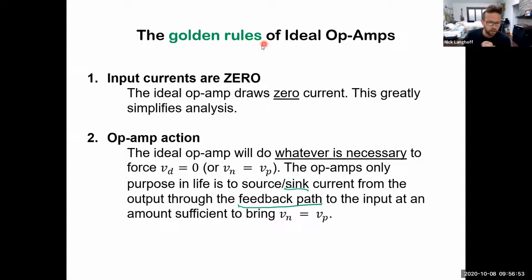Okay, so the first golden rule of ideal op-amps is that the inputs draw zero current. The input currents are 0. This makes our analysis way simpler. The second rule is what we call the op-amp action. The ideal op-amp will do whatever it has to force the differential voltage VD to 0, in other words, to make VN equal to VP. That's its only purpose in life.